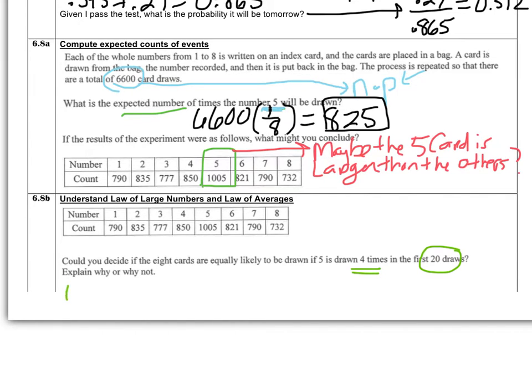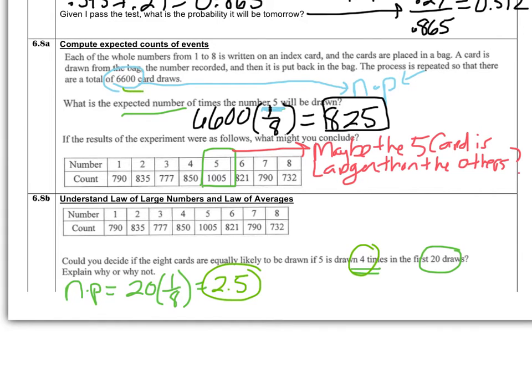Well, again, expected count is n times p. We did this experiment 20 times. We know the probability is 1 out of 8. If you simplify this, you're going to get that it should have happened 2.5 times, but it actually happened 4 times. Again, there's a discrepancy. But did we do this experiment enough for us to conclude that there's something up with this card?